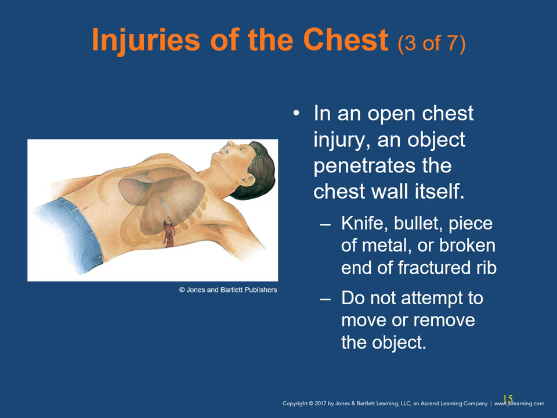In open chest injuries, an object, such as a knife, bullet, piece of metal, or the broken end of a rib fracture, penetrates the chest wall itself. Such injuries can cause instant damage, but symptoms develop over time. An impaled object remains in place. Do not attempt to move or remove the object. It may be occluding the hole in a punctured vessel. Removing it would cause heavy bleeding and may cause damage during removal.